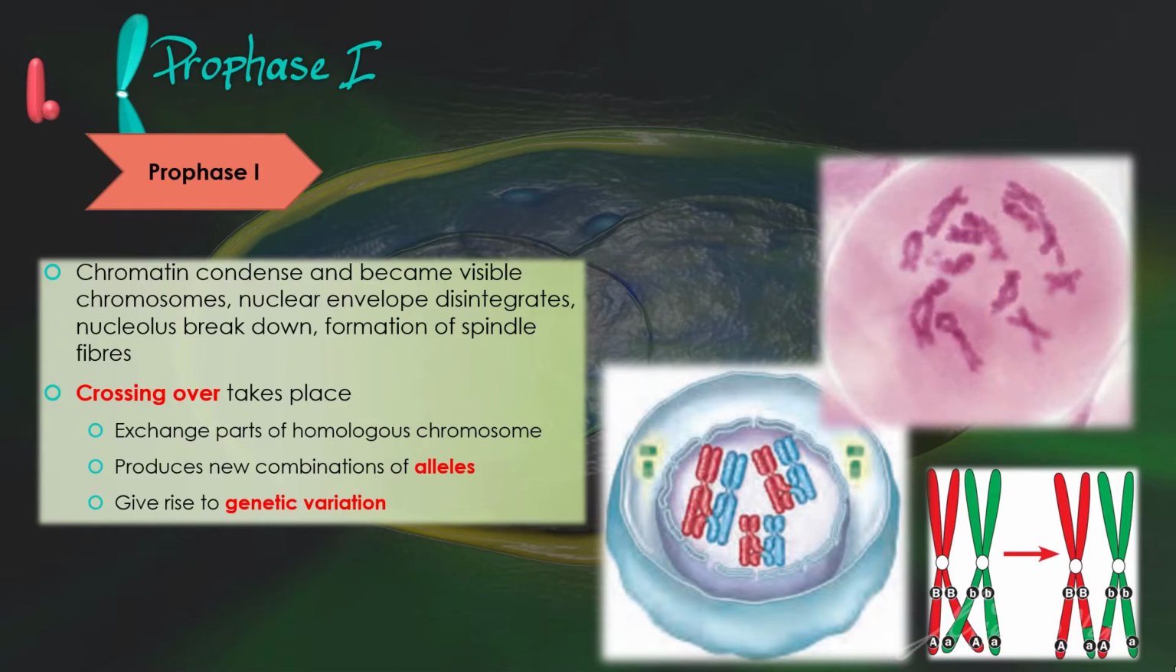This means part of the father chromosome might swap with part of the mother homologous chromosome. This will produce new combinations of alleles, or new combinations of genes. That means originally this gene might pair up with one gene, but after crossing over, it might pair up with another form of the original gene. This is very important. Crossing over during prophase 1 can give rise to genetic variation.